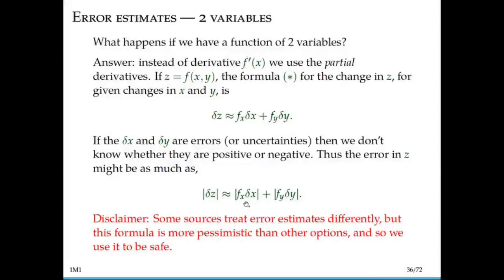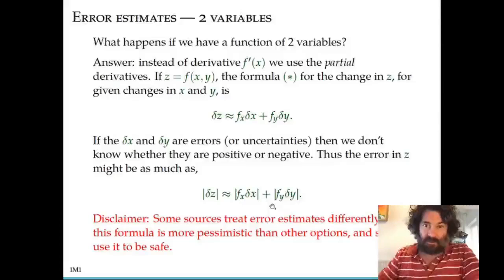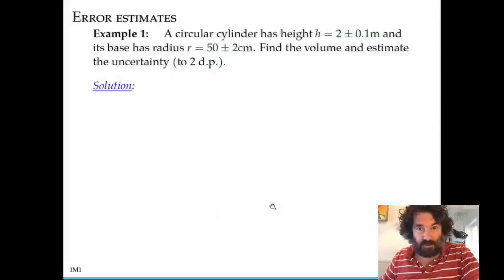This is not the only way of treating error. In some cases, this formula for the approximation of the size of the error is a bit different. It's actually a different function of f, the derivative of f with respect to x times delta x, and the derivative of f with respect to y times delta y. But this formula is actually more pessimistic than other options. It gives a sort of worse estimate, and so you can use it to be safe. Other options give a slightly more optimistic estimate.